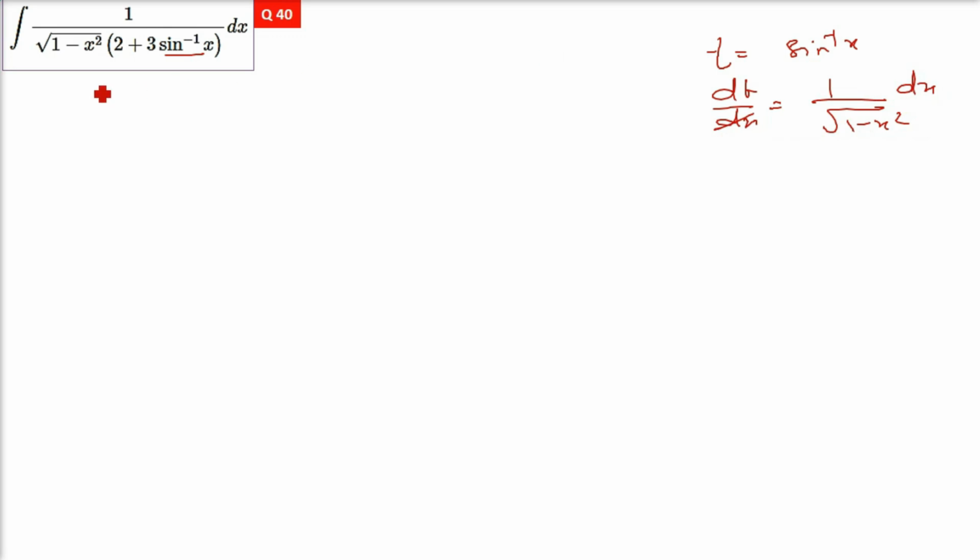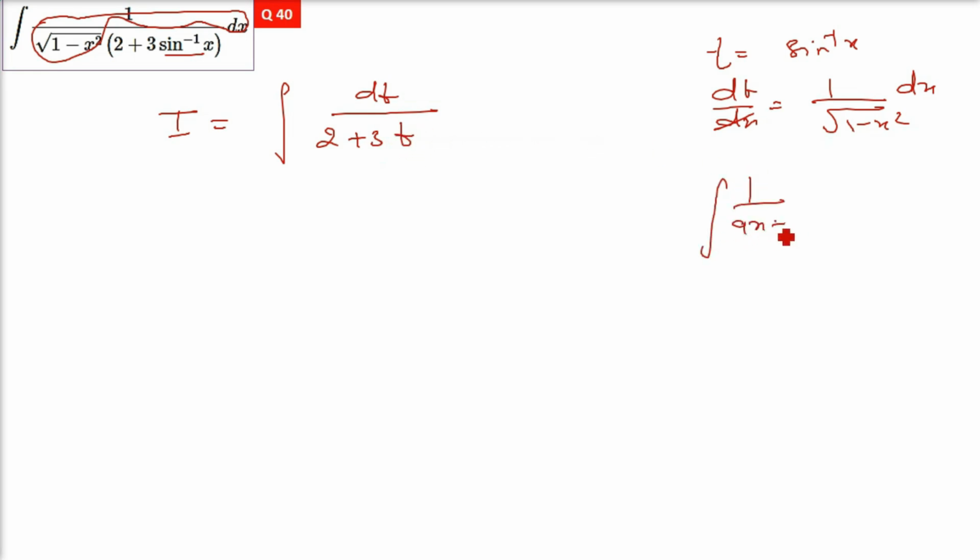So you'll get this part, this part you already got it through dt. This integral will be, this is dt. And since we are at the 40th question, you are aware of how to solve this. What is the result? So 2 plus 3 sine inverse x will be t only. When you take this 1 by ax plus b integration, you will get 1 by a ln modulus of ax plus b plus constant of integration.